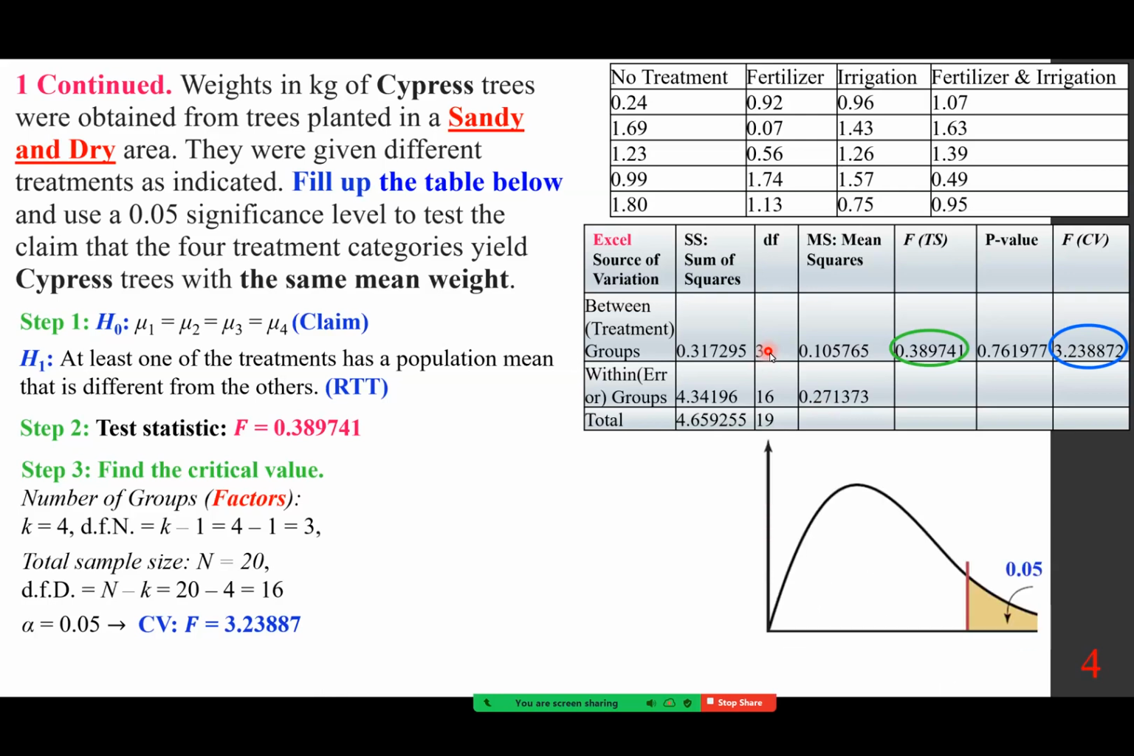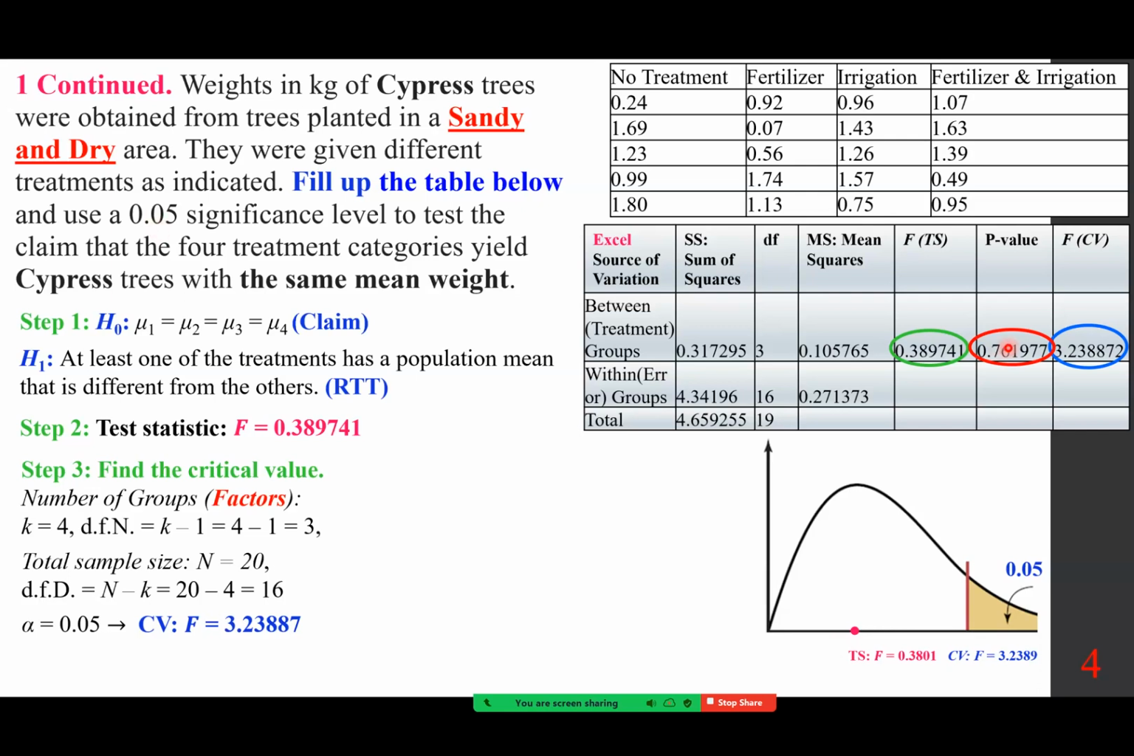If we look at the graph, here's the critical value of 3.2389. Here's the test statistic, which is way into the non-rejection region. So don't reject, or fail to reject H0. And by the way, the p-value is way larger than alpha of 0.05. That results in the same thing.